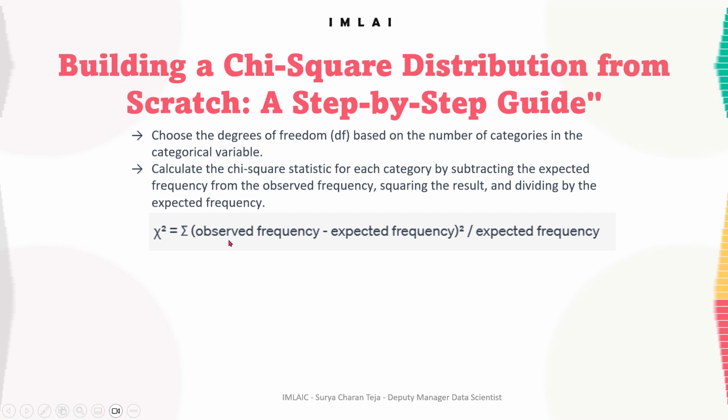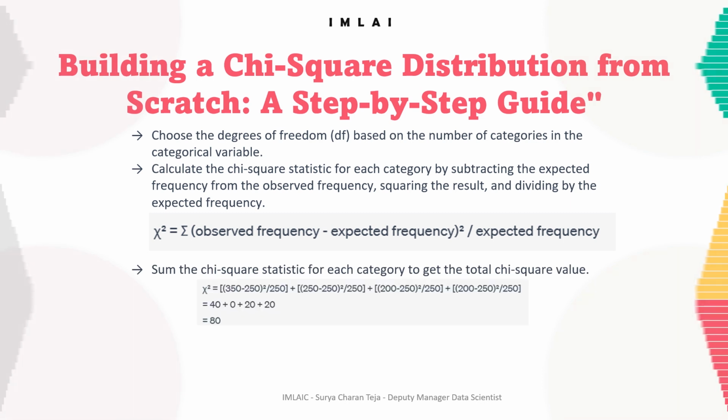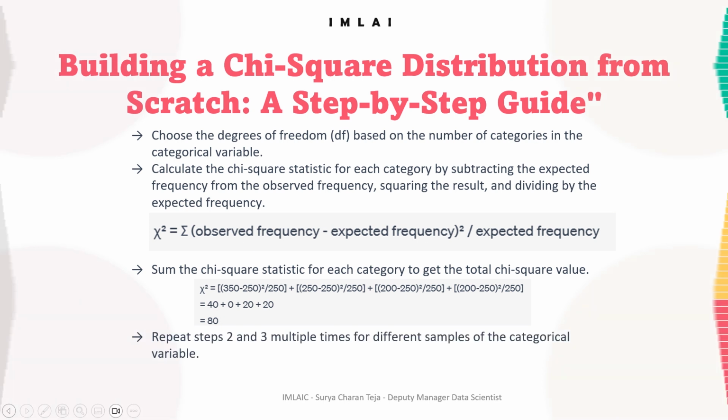Once you have calculated the chi-square statistic for each category, you have to sum up all these chi-square statistics to get the total chi-square value. In this example we have 4, so 1, 2, 3, 4, and the total chi-square was 80. Once you have this calculation, repeat steps 2 and 3, calculating the chi-square statistic for each category and summing up, multiple times for different samples.